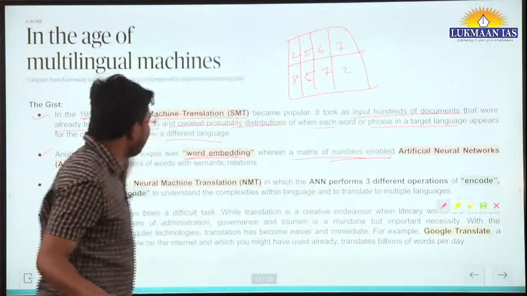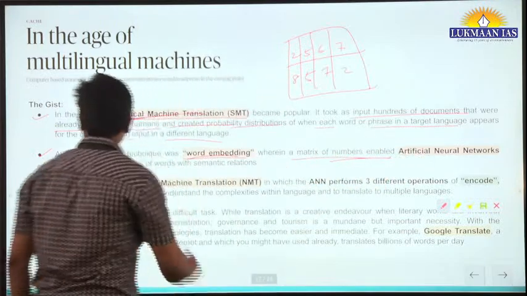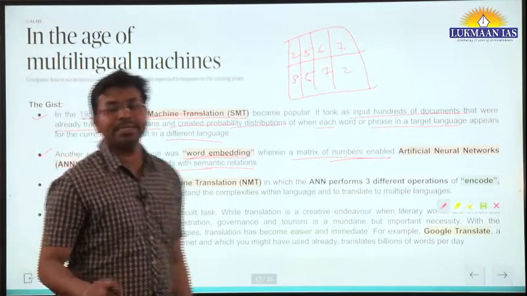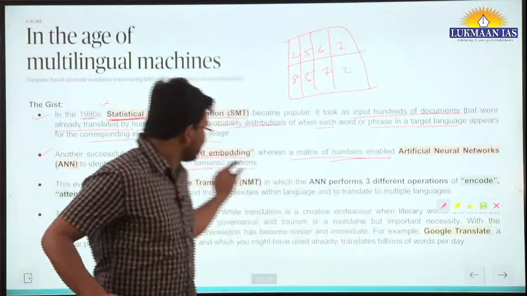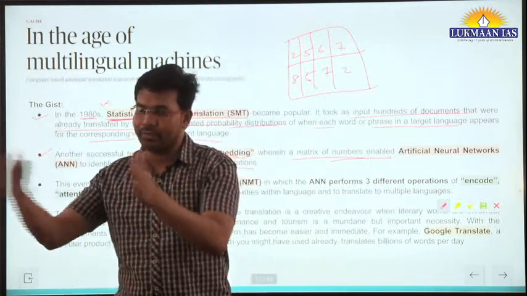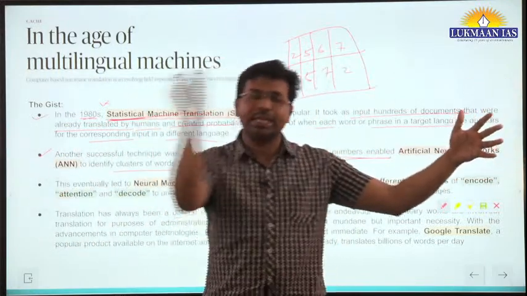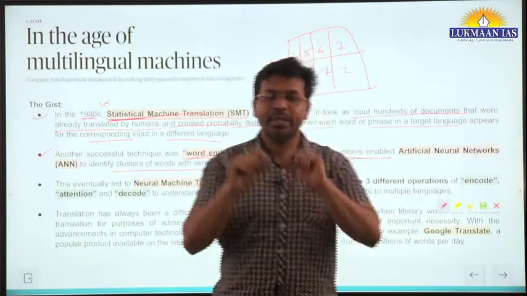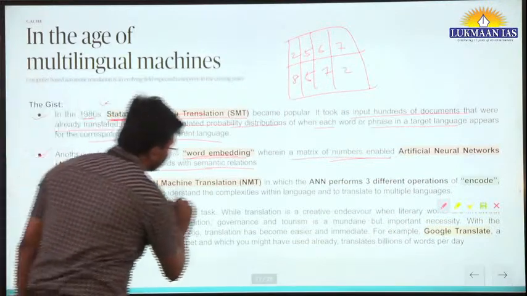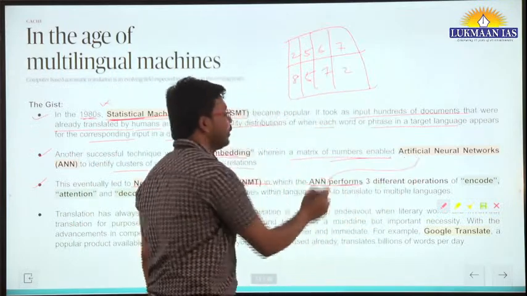So in word embedding, they used a matrix of numbers that enabled artificial neural networks to identify clusters of words with semantic relations. What do we mean by semantic relations? Semantic means conceptual relations. For example, for one set of sentences, there will be another set of sentences in another language, so they have a certain kind of relation between them. That is known as semantic relations. So this eventually led to neural machine translation, in which ANN performs. ANN means artificial neural networks.